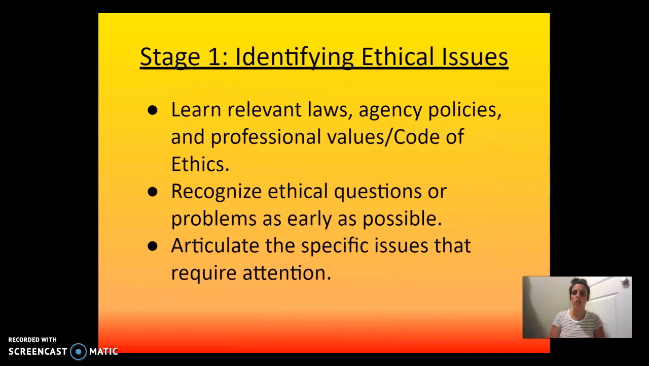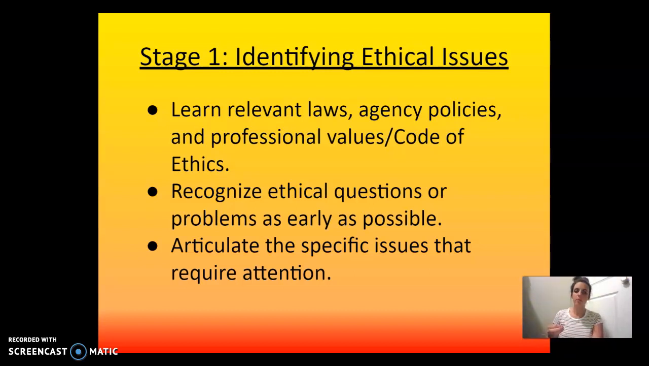All right, stage 1 is essentially identifying what the ethical issue is. This is done by being aware of what relevant laws are, what your agency considers to be ethical or moral, or a rule that's in place. And obviously we have the Code of Ethics, which is kind of the Bible of ethics for social workers. And when we have that tension, I always say if your gut is telling you something's off, then there's probably something worth exploring.